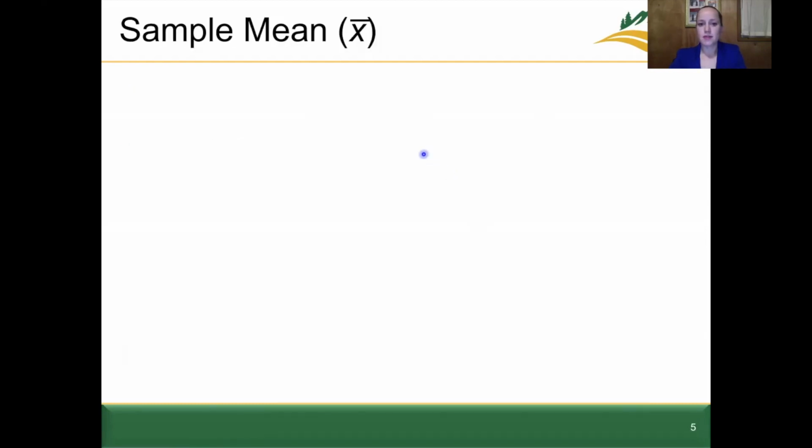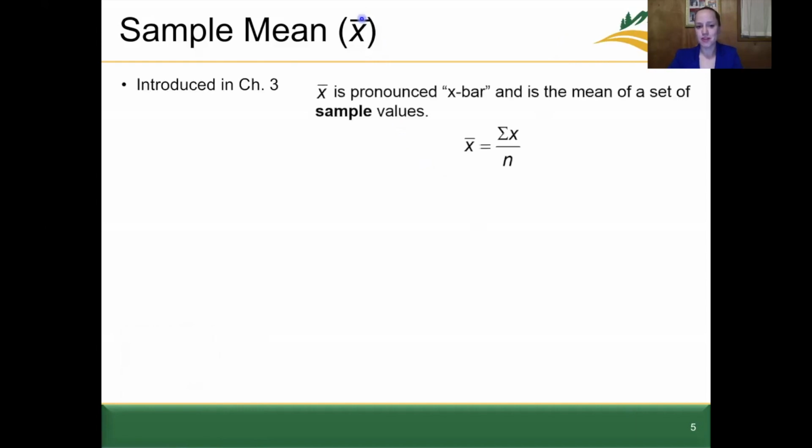So in 6.4, we're going to talk a lot about X bar, or the sample mean. To refresh you on this, we first looked at X bar in chapter 3. We know X bar to be the mean of a set of sample values. For instance, we could calculate X bar by taking the summation of all of the individual X values divided by the total number of X values that there are, or lowercase n, also known as our sample size.